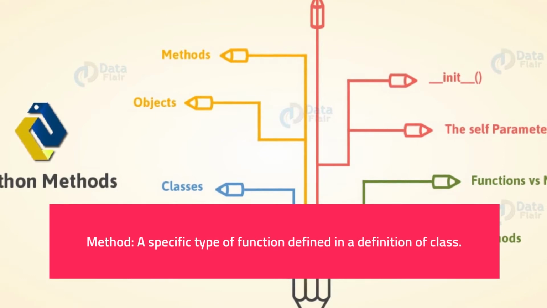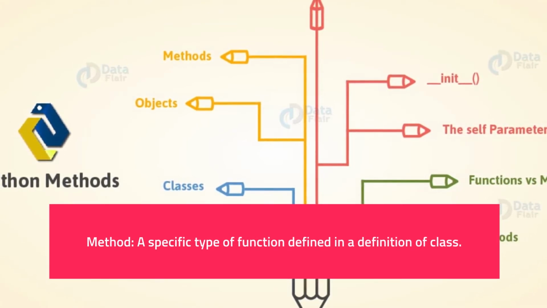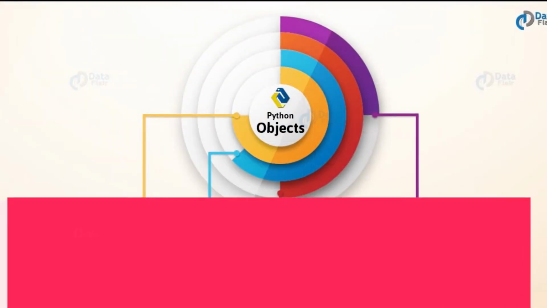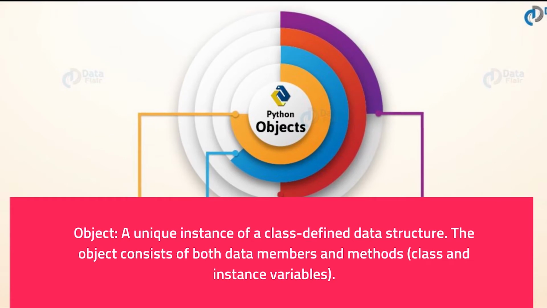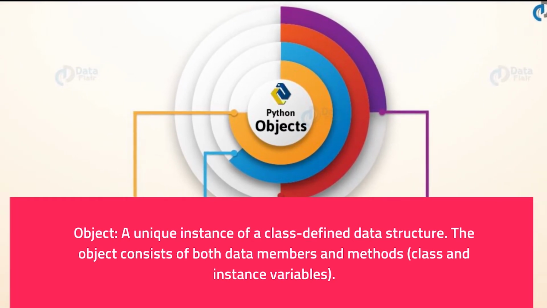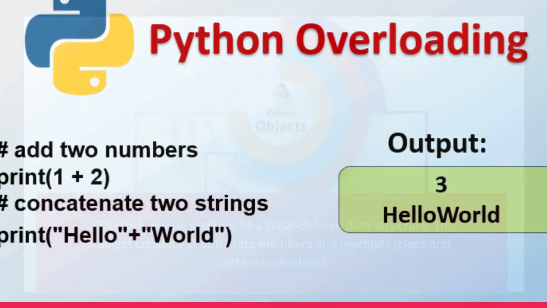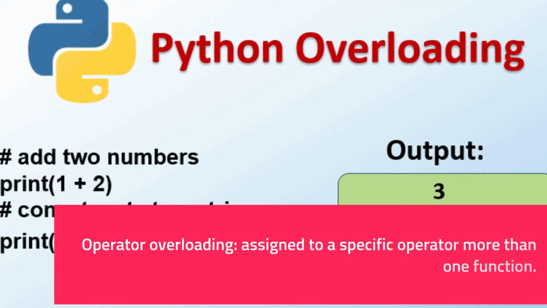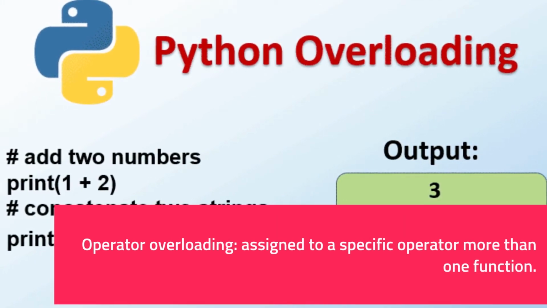Method: a specific type of function defined in a class definition. Object: a unique instance of a class-defined data structure. The object consists of both data members and methods, class and instance variables. Operator overloading: assigning more than one function to a specific operator.